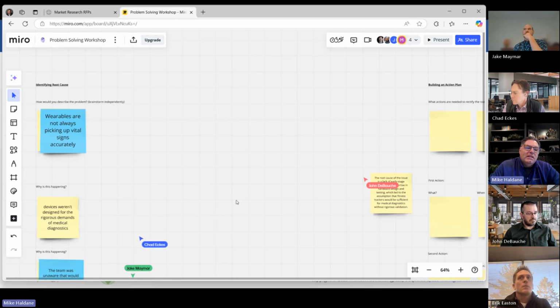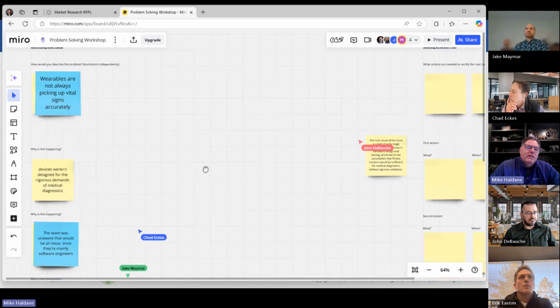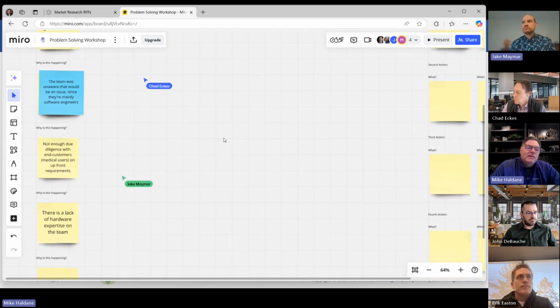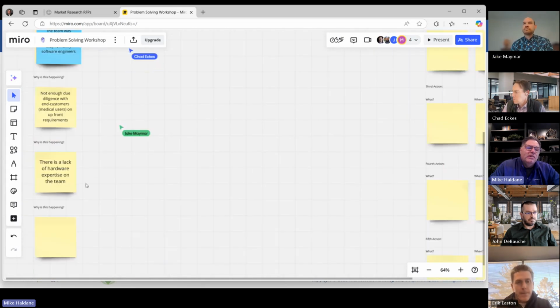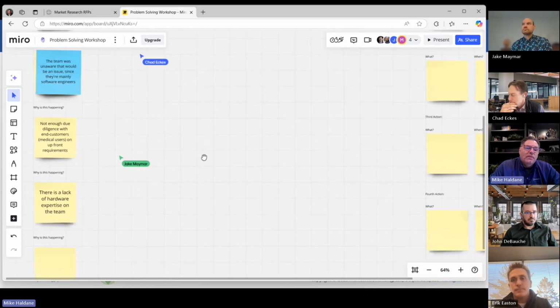That logic train seems to make sense. And because we think, at least for the purpose of this exercise, that we've gotten a root cause here, this is where we would stop. And then we would hand off the exercise to the team, whether it be that team or a different team that's going to go resolve that with an action plan.